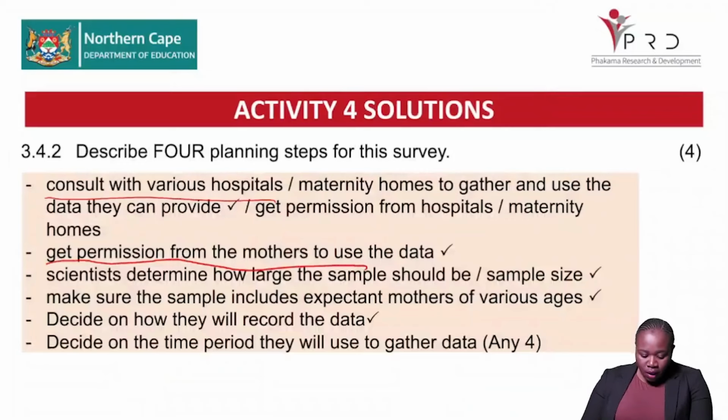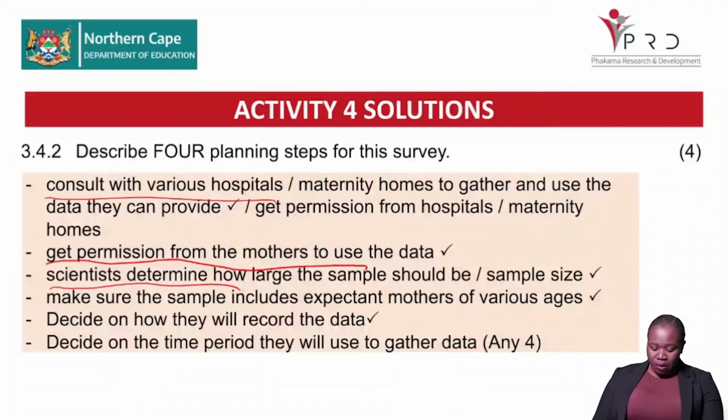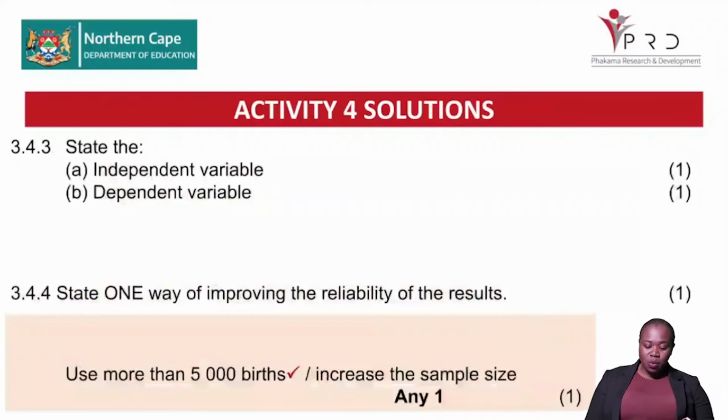Then also, the scientists will determine how large the sample should be. Sample size. We know that when we look at investigations, sample sizes are very important. If we do this using only 10 births per year, it will not give us the same reflection of results as we do with 1,000 births or with 5,000 births. So that is also very important. Make sure that the sample includes expectant mothers of various ages, which is what was done here. Or we can have even more different ages, from 25, 30, 35, 40 until we reach 45 or even more. And then decide how the results will be recorded and the time period over which you'll gather the results. In this case, it was 1 year.